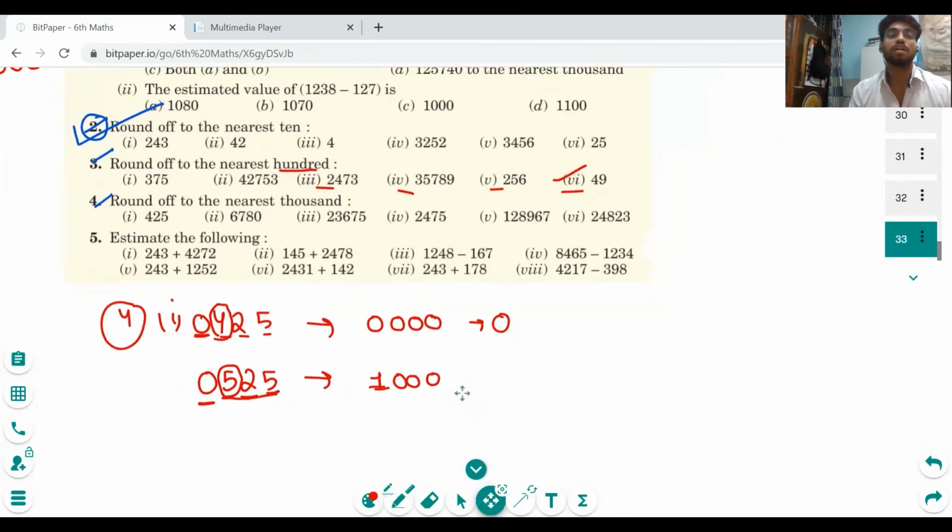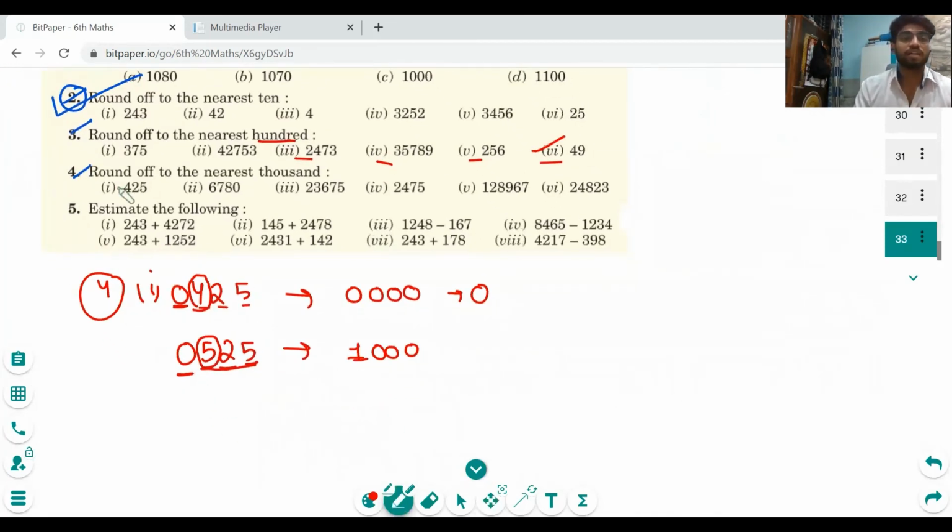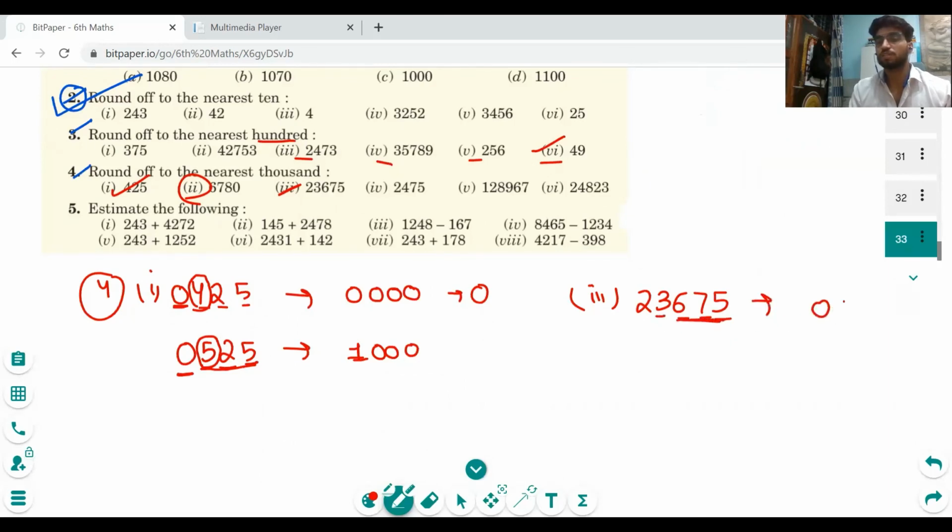Hopefully this is clear. Now, let's try the next part. How about this part? Okay, this you can try on your own. The third part I'm trying with you: 2, 3, 6, 7, 5. Okay. So ones, tens, 100. Let's make everything else 0. 1, 2, 3. I can see the 100 place is greater than 5. So I will increase this by 1. And we are done. Very easy indeed.